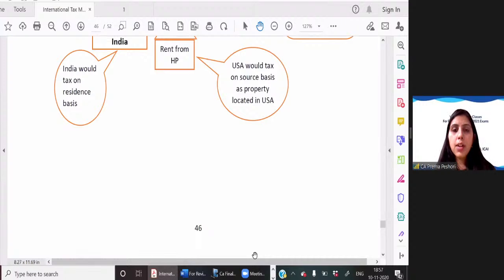Preeti and Anjali, did you understand 10% will apply? Venkateshan, 10% would apply for redemption of GDR.